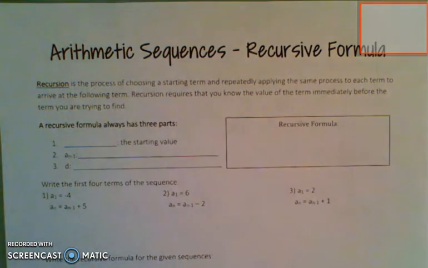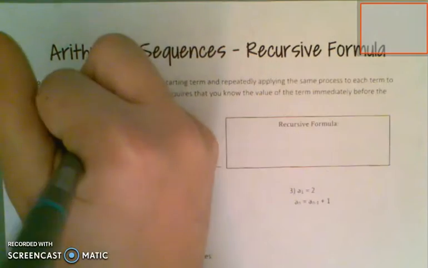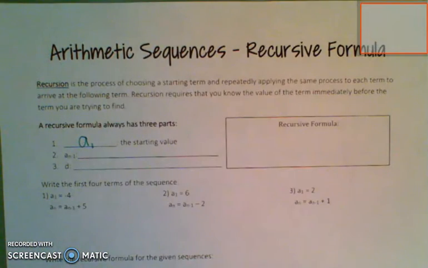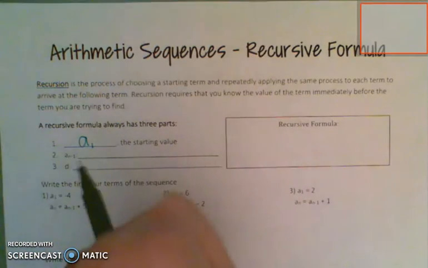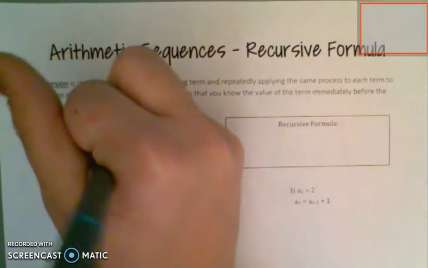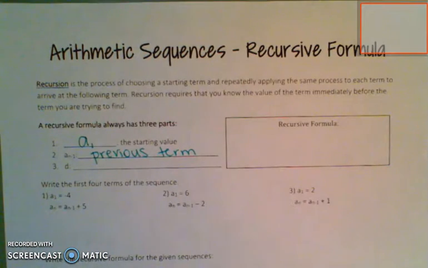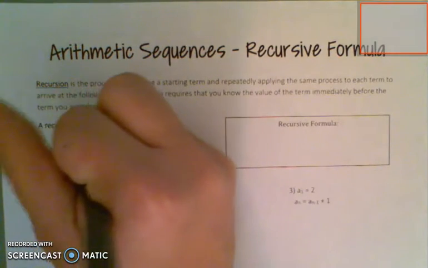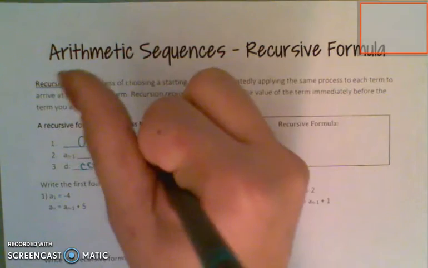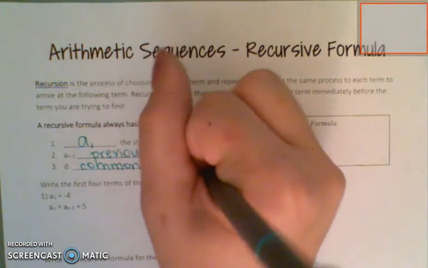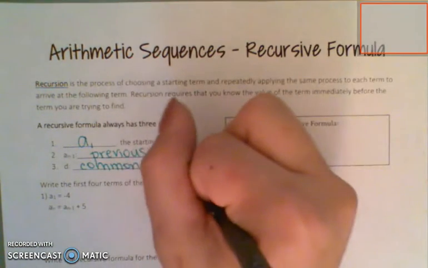Okay, so the next part is knowing the formula. It has three parts just like before. So we still need A sub 1, which is the starting value. And this time, A sub n minus 1, that's the previous term. And then the letter D, just like yesterday's, was the common difference. Basically, the pattern.